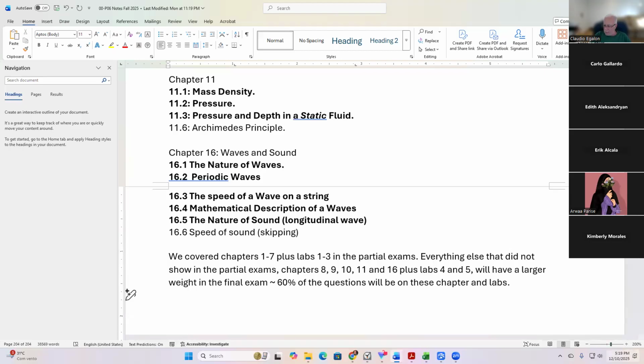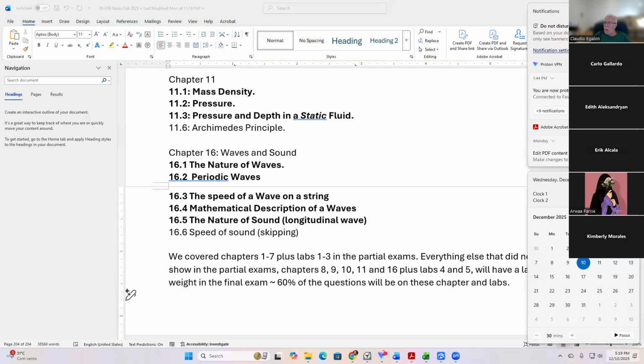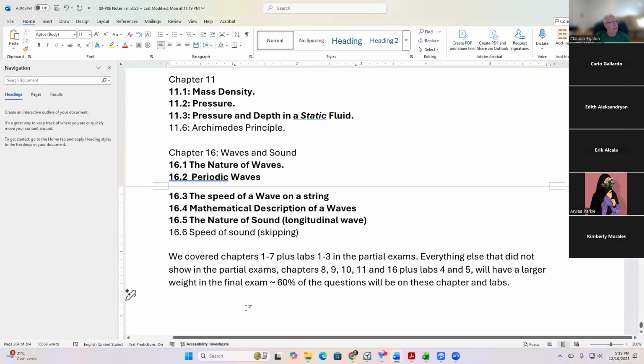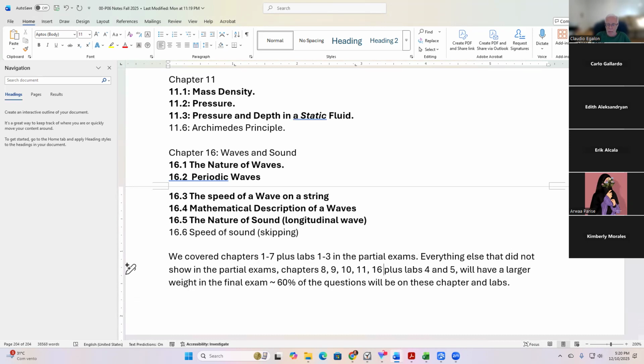Okay, and we have another half hour to go. It's 12:20, we finish at 12:50. What comes next is an interesting chapter. I like to cover it. Whatever we manage to cover in chapter 17, plus chapter 16, plus labs 4 and 5.